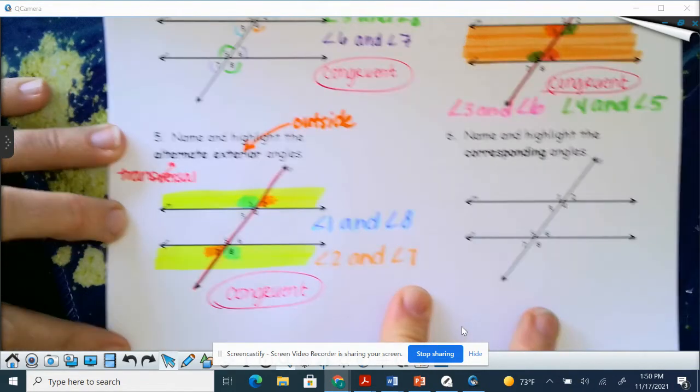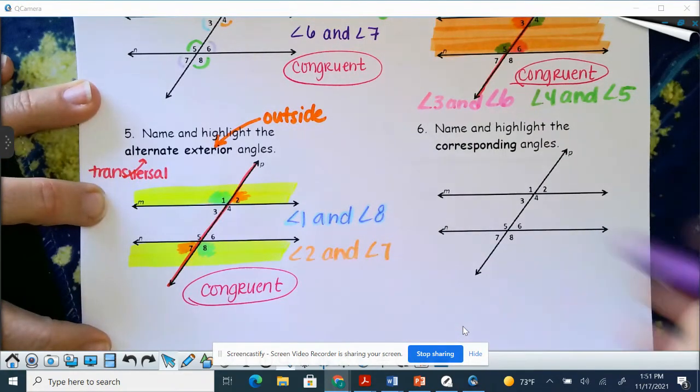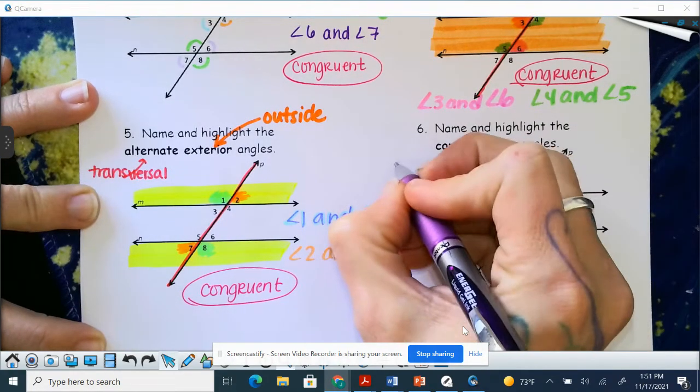All right, so corresponding angles is going to mean it's on the same side of the transversal. So this is the transversal again.